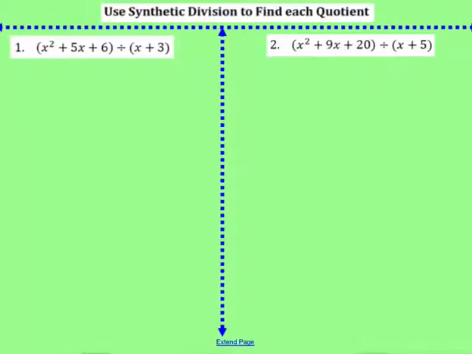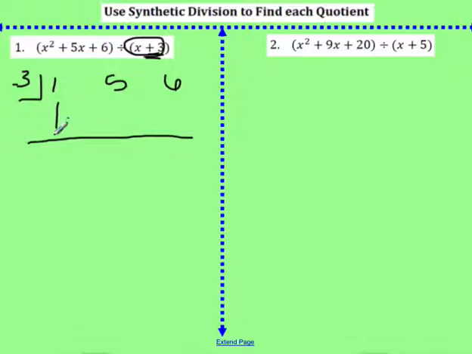What you're going to do first is take a look at your divisor. So I have x plus 3. I'm going to make a box, and in my box I'm going to do the opposite of my constant. Since my constant is a positive 3, I'm going to do a negative 3. And then I have a positive 1, a positive 5, and a positive 6. So I took the x's out completely and I just wrote down my coefficients and constants. This is how you set up synthetic division.